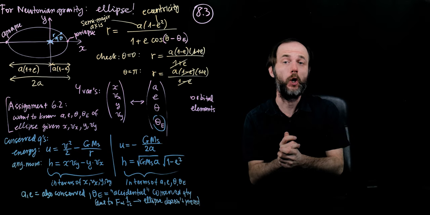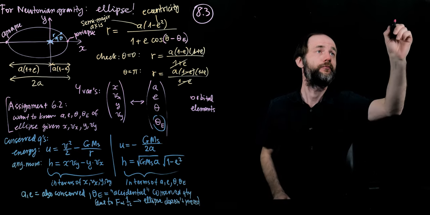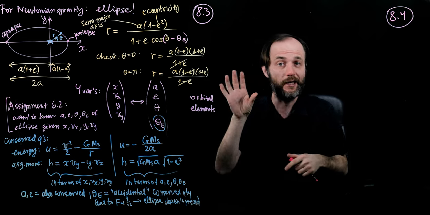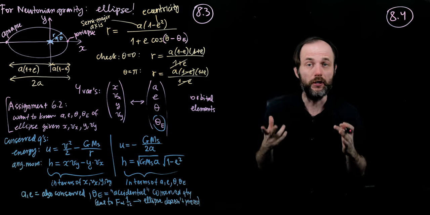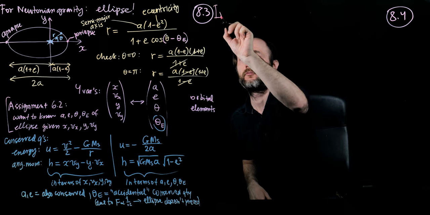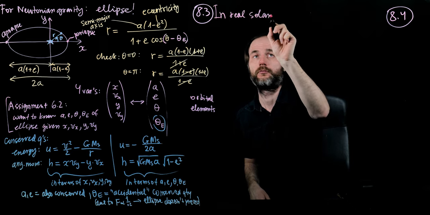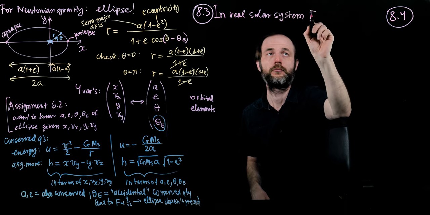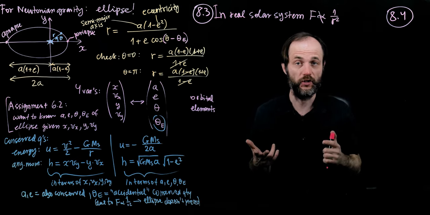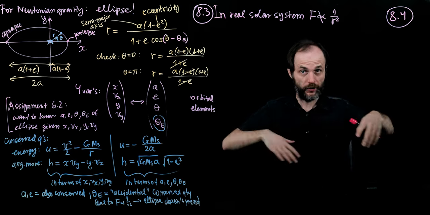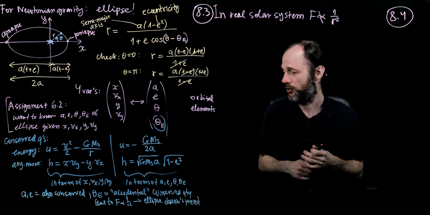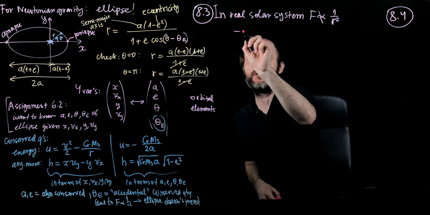Hello and welcome back to the last part of our lecture 8, part 4. Here we're going to talk about the effects of other planets on the little planet that we have been considering the orbit of. So in the real solar system, the force, of course, is not exactly Newtonian. The force doesn't scale as 1 over distance squared because there are multiple gravitating bodies orbiting around the sun. Jupiter is the chief, most important of them because it's the most massive and it's pretty close to the sun. That's one reason for that.